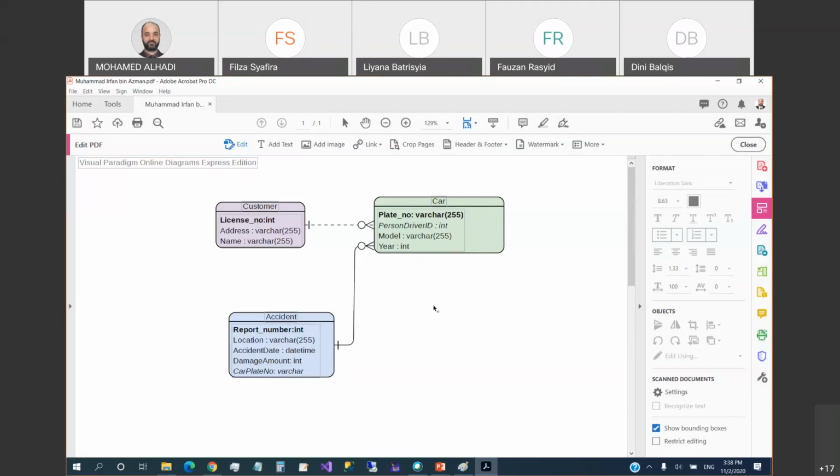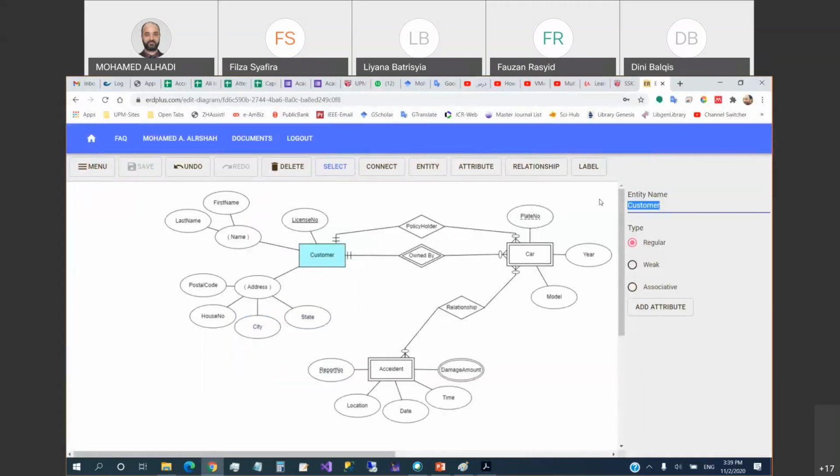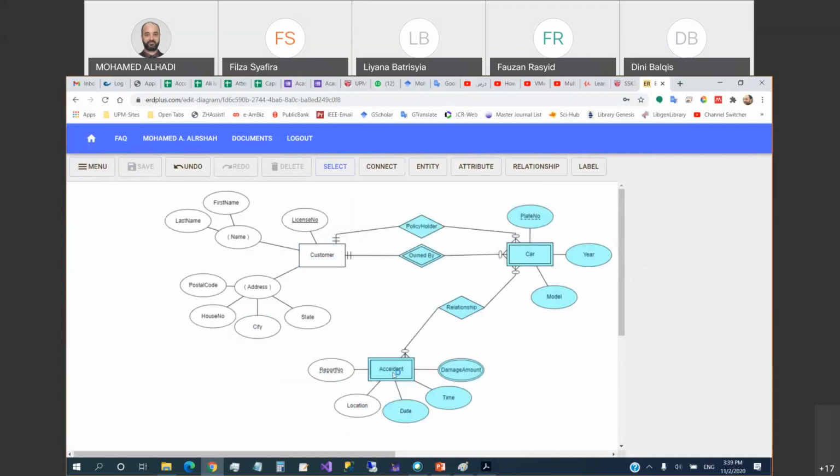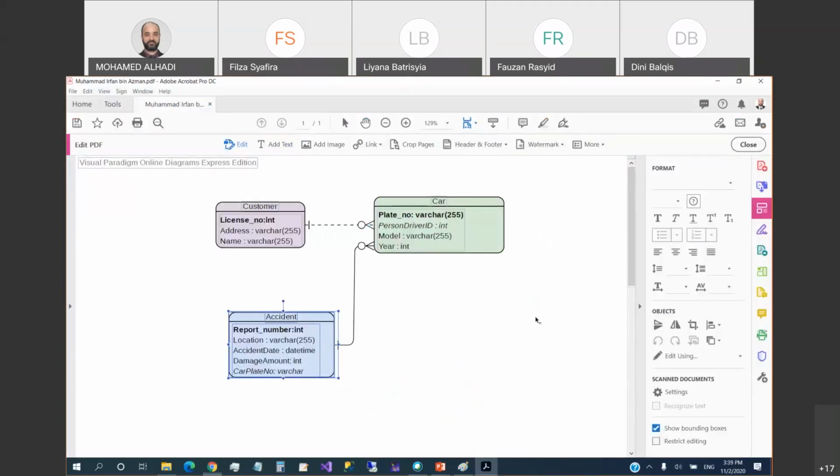Why? Because, how can I say, also in our design, in real life, this relation is not correct. The relation between the car and accident is not correct. Why? Because the car and accident is a complicated relation. As I mentioned, the accident could involve multiple cars.